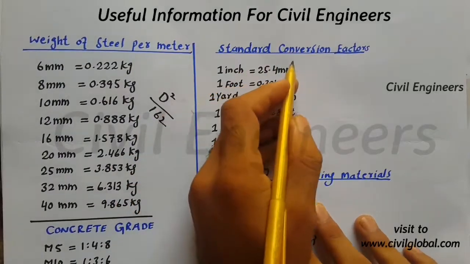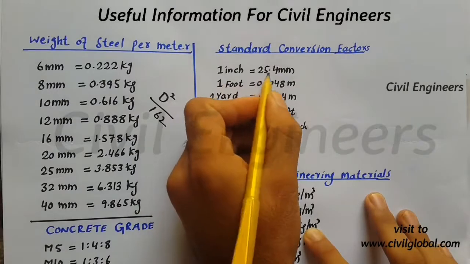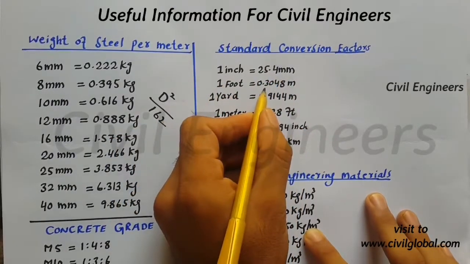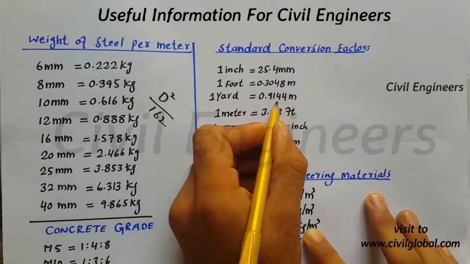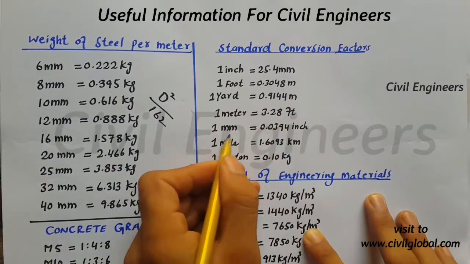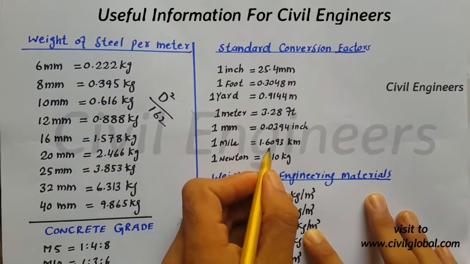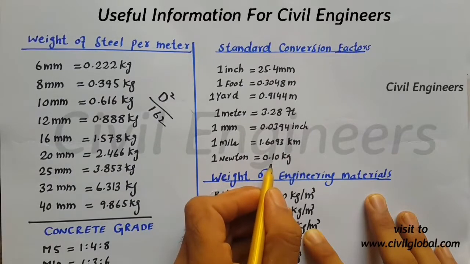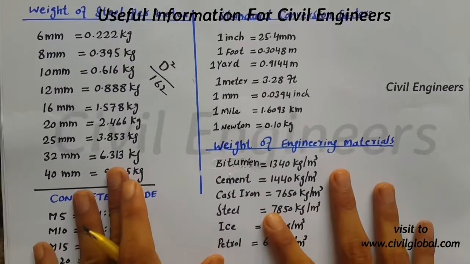Now we have the standard conversion factors, okay, in second. So 1 inch is equal to 25.4 millimeter. 1 foot is equal to 0.3048 meter. 1 yard is equal to 0.9144 meter. And 1 meter is equal to 3.28 feet. And 1 millimeter is 0.0394 inch. 1 mile is 1.6093 kilometer. And 1 Newton is equal to 0.10 kg. Okay, so let's come down.